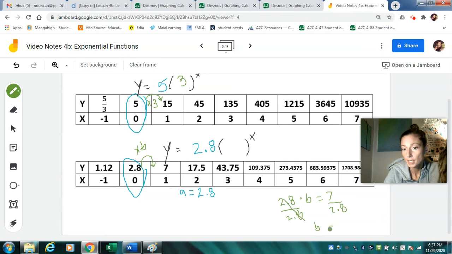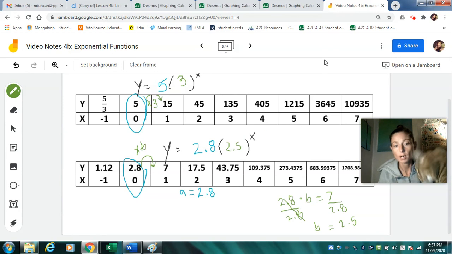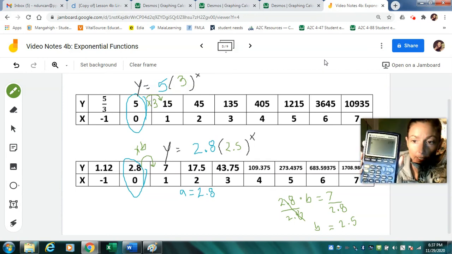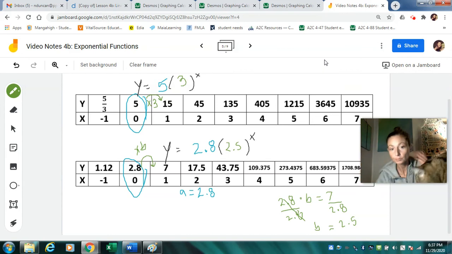And I get b equals 2.5. And so then I can check that that's true by testing it out on the table. So if I check on my calculator, the next value, if I do 7 times 2.5, I should get that 17.5. I don't know if you guys can see this on the calculator, but you do. And so that's how you can tell that it worked.